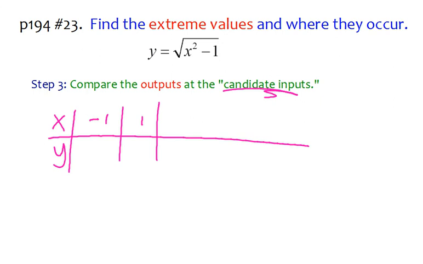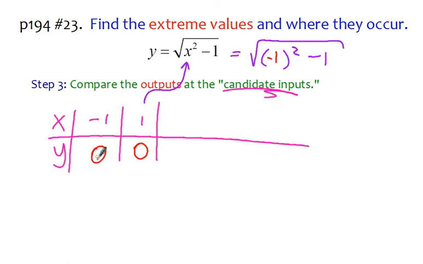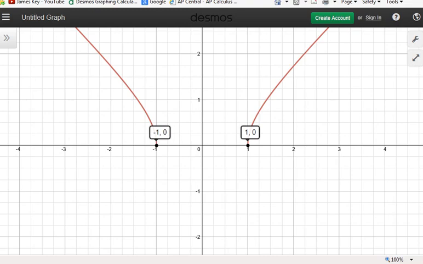And now what we want to do is actually substitute these values into the formula and see what outputs are produced. So we get the square root of something squared minus 1. If we plug in 1 as an input, we get 0. And if we plug in -1, we also get 0. Okay, so if this function has a maximum or a minimum, then it's got to be 0. And that's about all we can do at this stage. We need some other tools to really complete this analysis. But the graph is showing us that, indeed, 0 is the minimum. And we can see that this graph confirms our analysis.